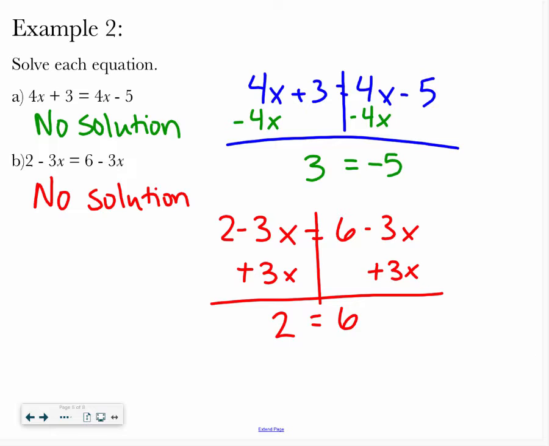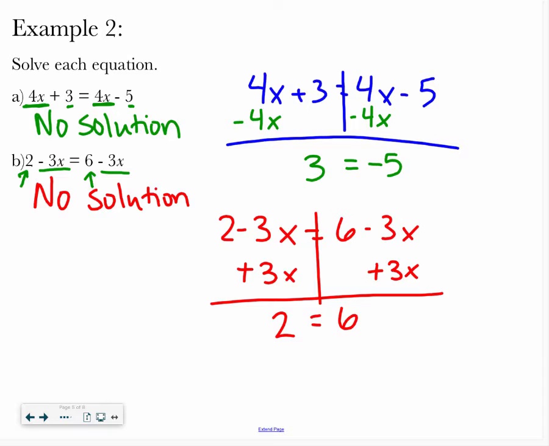If you want a shortcut, because I know we always like shortcuts, if you can identify this, it's going to save you some time. Notice that in part A, we have a positive 4x on the left-hand side and a positive 4x on the right-hand side. Whenever that happens, and you have different numbers here and here, you are going to end up with no solution. Here we have a negative 3x and a negative 3x, and then two different numbers here. That is also a no solution.